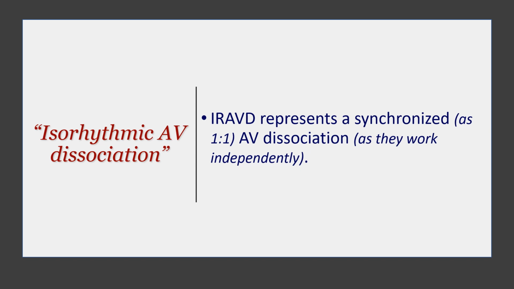And isorhythmic AV dissociation represents a synchronized AV dissociation. Synchronized means that you get a 1-to-1 ratio between the P wave and the complexes. For each complex, you will get one P wave. So that is synchronized, but it is an AV dissociation because actually they work independently. The contractions of the atria are independent from the contractions of the ventricle. The P waves are not talking to the complexes. They are not transmitted to produce complexes.